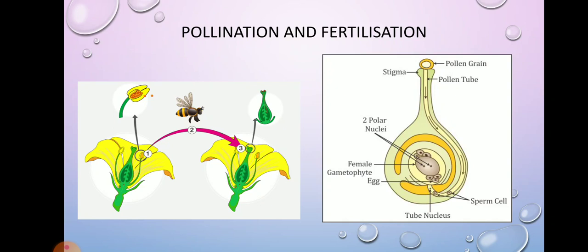So this is how in this chapter we have seen that the radicle gives rise to the root system of a plant and plumule gives rise to the shoot system of a plant. I hope this chapter is very well understood by all of you.